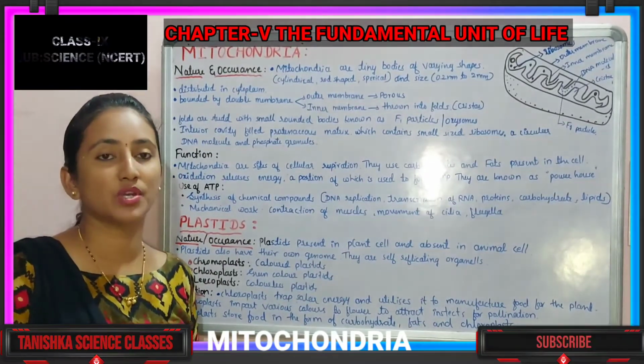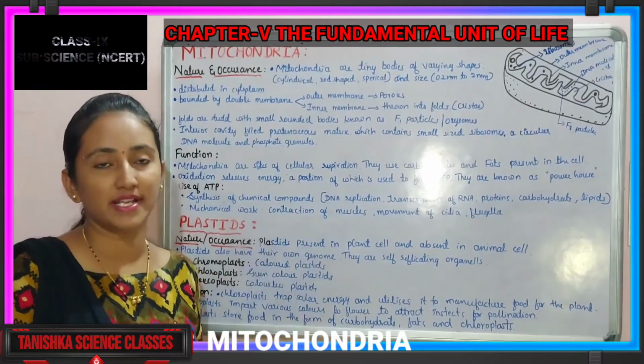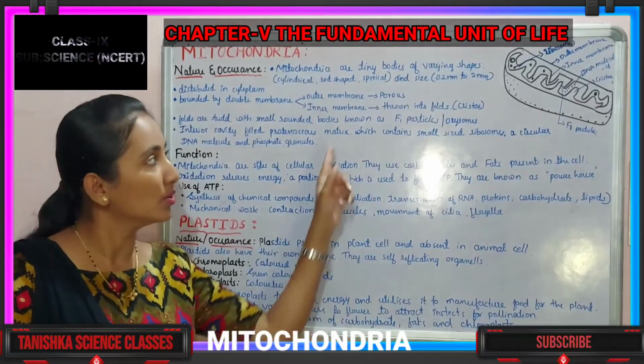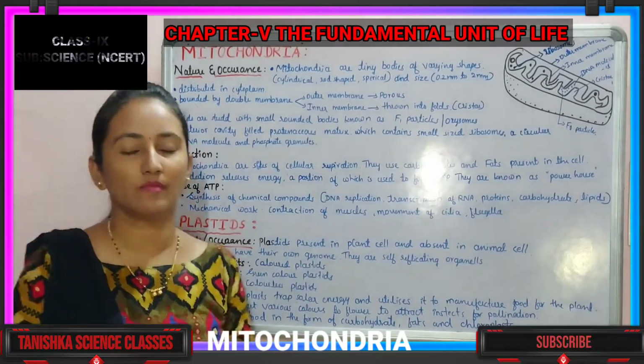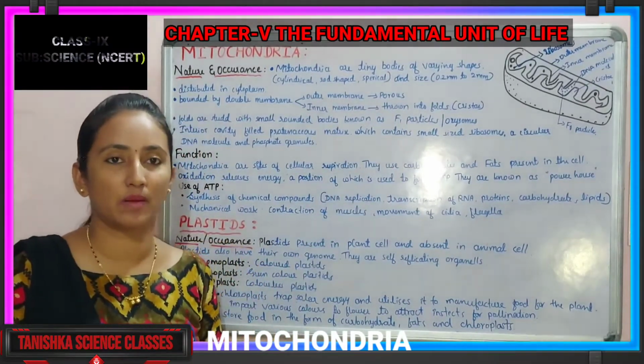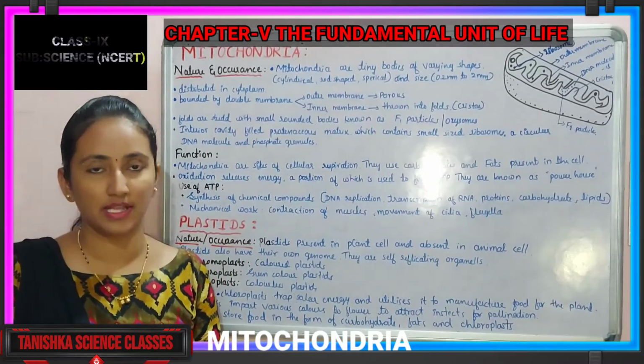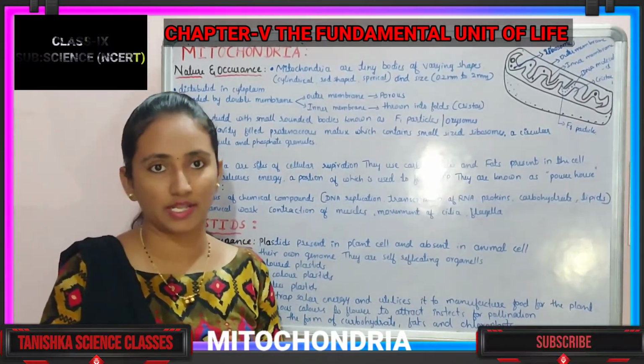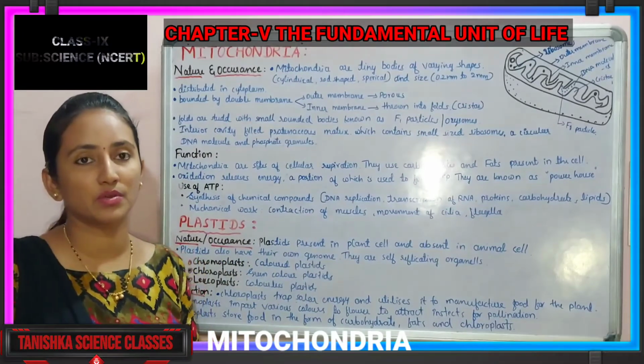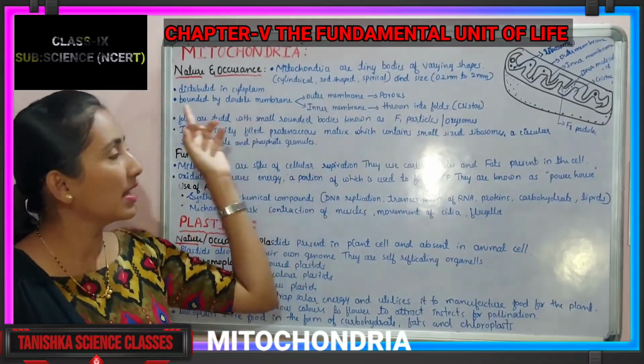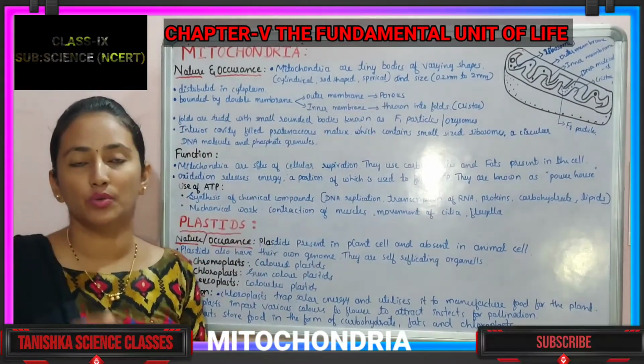Also we can observe various sizes. Its size varies in between 0.2 millimeter to 2 millimeter. Various size mitochondria we can observe in the cell, which are present in the cytoplasm. Understood? So next, what can we observe? This mitochondria is bounded by two membranes.